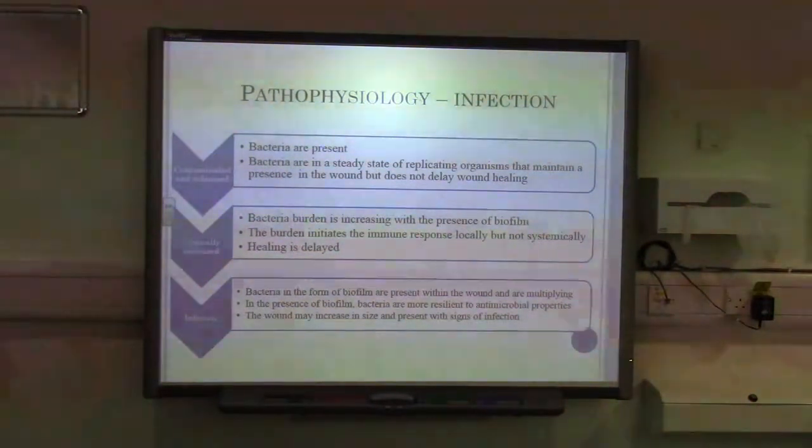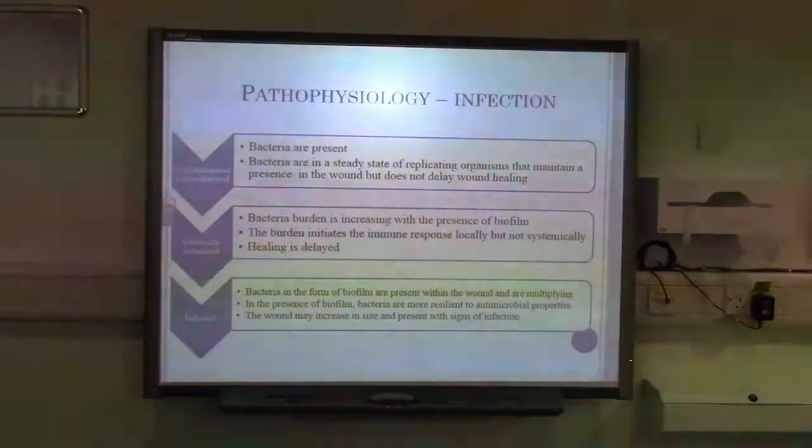So we may need to either take a swab to see what is the infecting organism, and get an appropriate antibiotic. So at this point, the wound may increase in size and present with those signs of infection. But at this point, it might be too late in terms of it's progressed from a localized infection to a systemic infection, and potentially osteomyelitis, cellulitis and sepsis. So it's important that we act early.